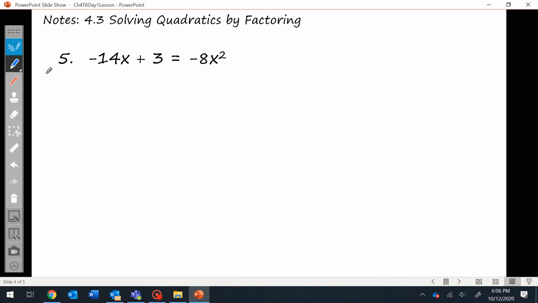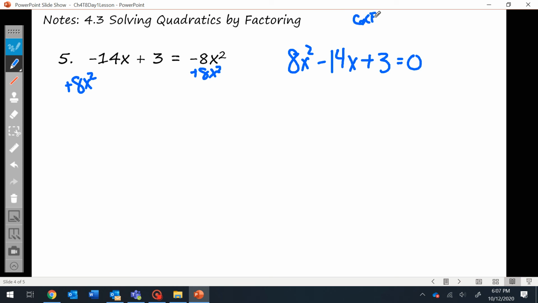Alright, so number 5 is a mess. It's not in standard form, well, I guess it will be, but we do need to get this equal to 0, which means that this negative 8x squared is going to have to come to the other side. So this is going to become 8x squared minus 14x plus 3 equals 0. If I try to factor out the GCF, I will see that the GCF is 1. So there's no factoring out the GCF. It looks like I need to factor this, but the a value is not 1, so I'm going to have to factor this by grouping. I'm going to have to do this the long way.